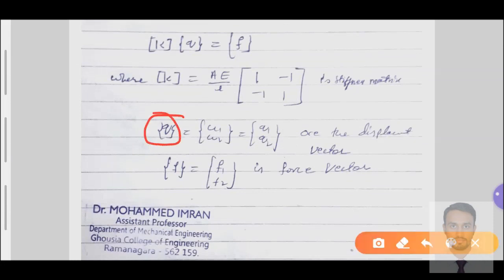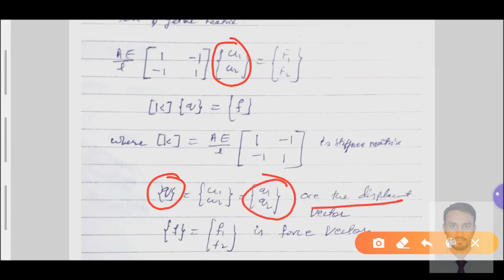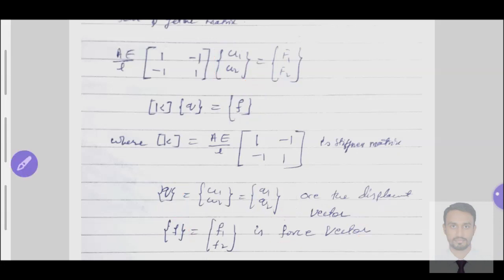Q is equal to u1 u2, which is equal to Q1 Q2, the displacement vector. Similarly, force F is equal to F1 F2, the force vector for a given bar element.